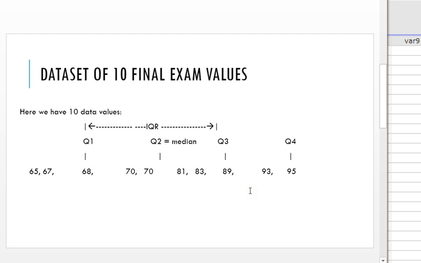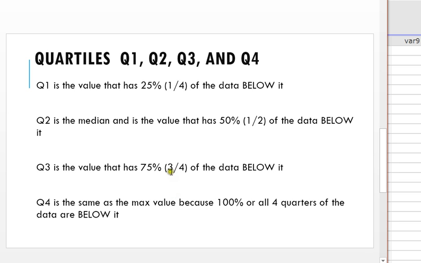So this is the data set we're working on, and this is visually how we would find Q1, Q2 or the median, Q3, and Q4, simply by separating our data into quarters. So what we've said so far is in this case, Q1 is the value that has 25% or 1/4 of the data below it. Q2 is the same as the median, and so it has 50% or 1/2 of the data below it. Q3 has 75% or 3/4 of the data below it. And Q4 has all of the data below it, and so it's the same as the max value.